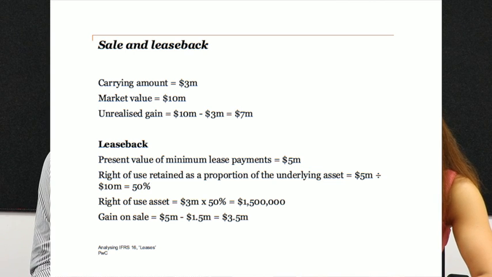You'd then also say, at market value, this asset was worth 10 million. I've kept half of it, so I've also sold half. So I've sold an asset worth 5 million. It was on my books for 1.5, so that's a 3.5 million gain as well.